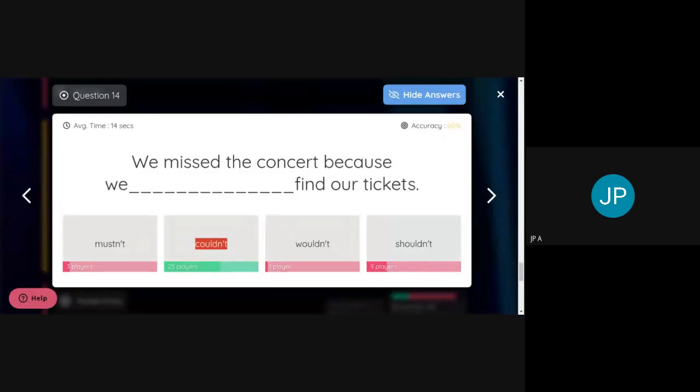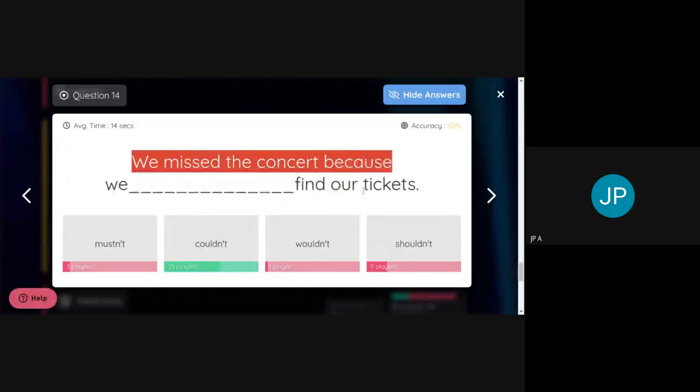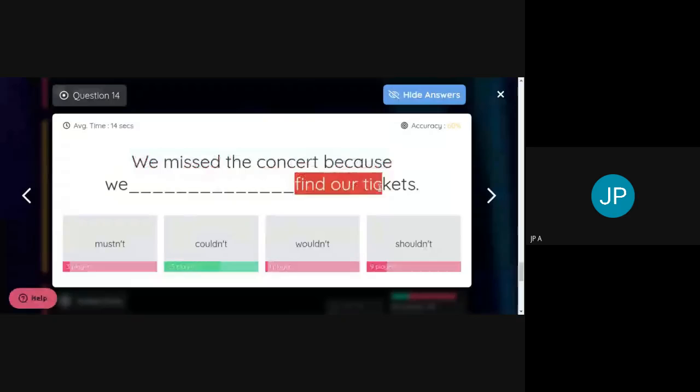So we couldn't find our tickets because of some action. We missed the concert because what? Because we couldn't find our tickets. So as a result of something, something happened. So because it's a negative sentence, we can use couldn't. So that is the answer.